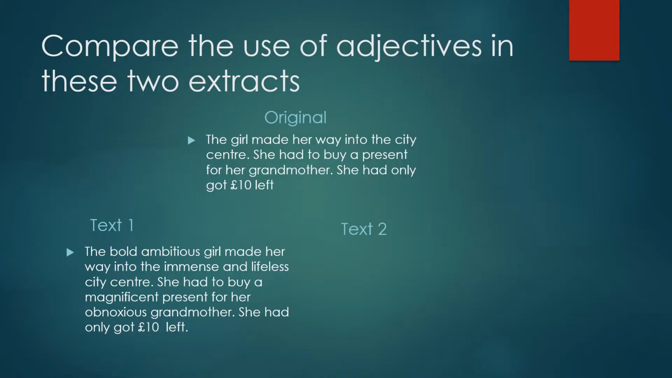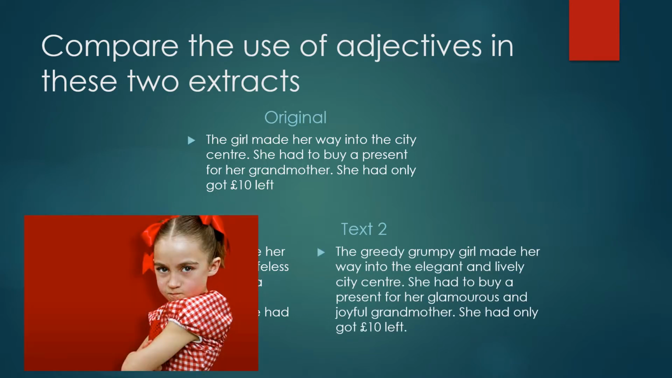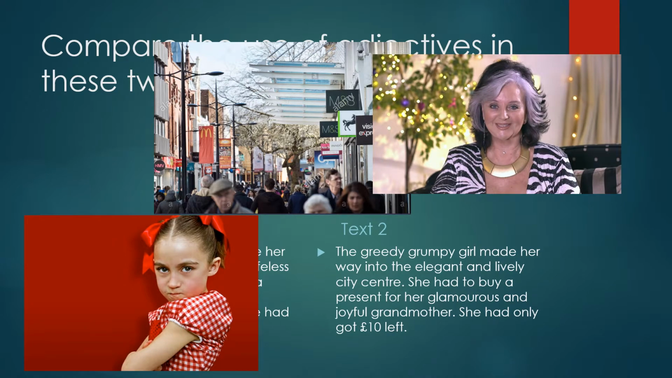Now let's compare that with this piece of text, with changing only the adjectives. The greedy, grumpy girl made her way into the elegant and lively city centre. She had to buy a present for her glamorous and joyful grandmother. She had only got £10 left.